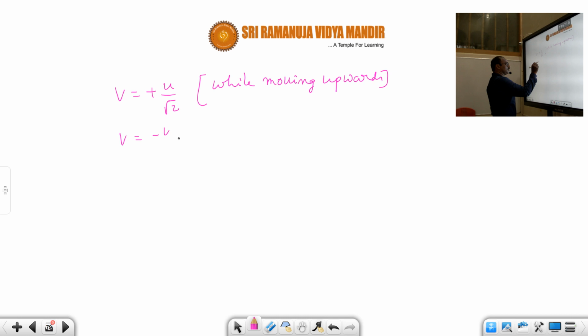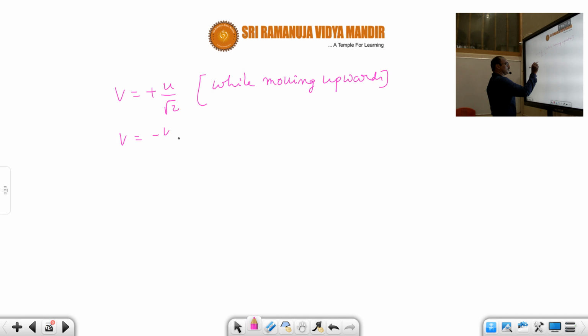So this is the condition. That's why v equals plus or minus u divided by root 2, both can be valid. So suppose it is going up, we use the plus sign. If it is moving down, we use the minus sign. That means if the u value is a known value, for example, you can frame a simple question from this formula, v equal to u by root 2.